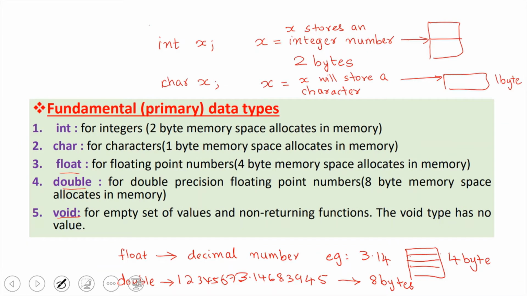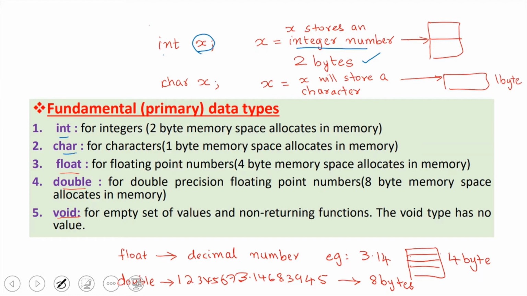Fundamental or primary data types are already defined by the C language, and the first one is int. Int means it can store an integer number. For example, we are going to define int x. It means that x is a variable that can store an integer number and 2 bytes of memory will be reserved.